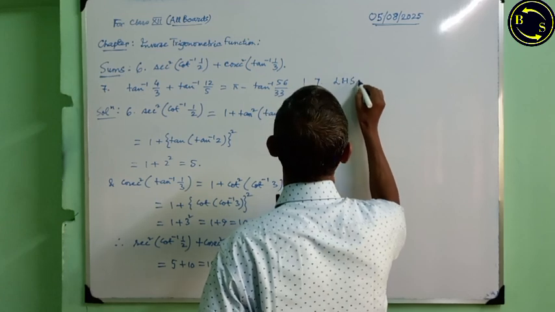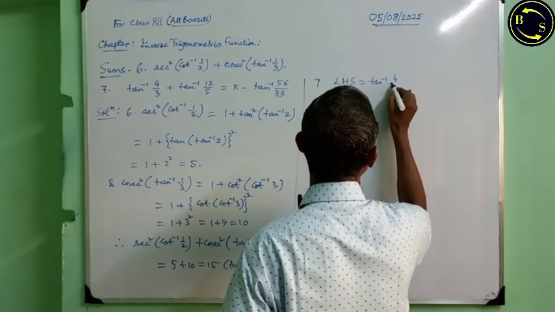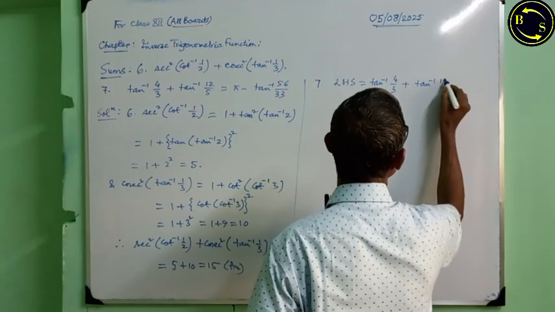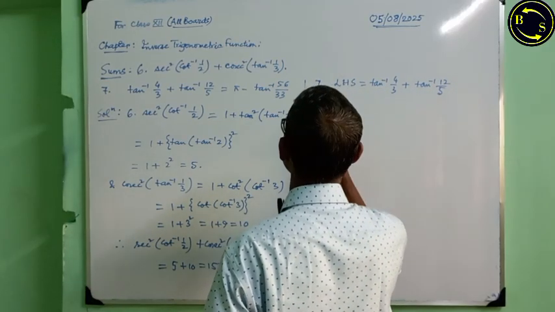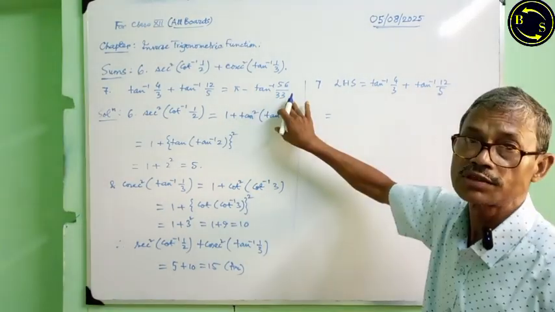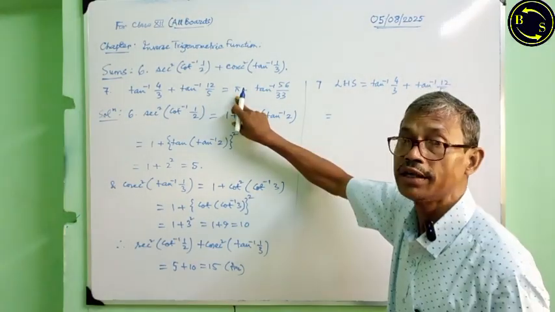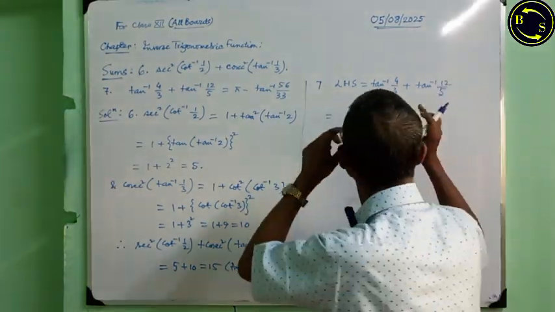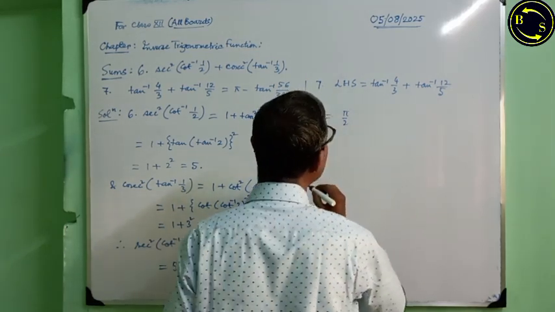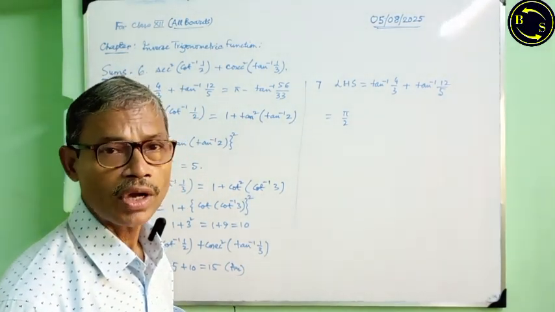LHS is equal to tan inverse 4 by 3 plus tan inverse 12 by 5. First I find the RHS, which is pi minus this part. Therefore, keeping pi in mind, we first write tan inverse 4 by 3. Actually, tan inverse x plus cot inverse x equal to pi by 2.